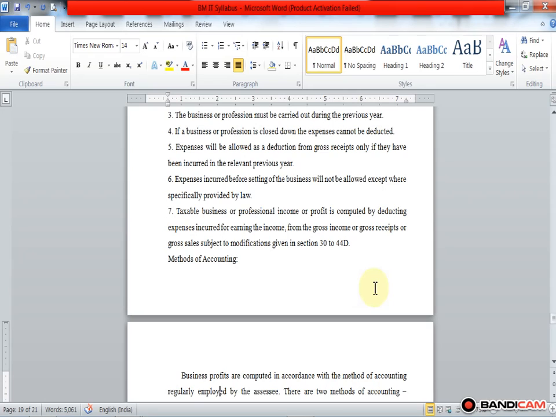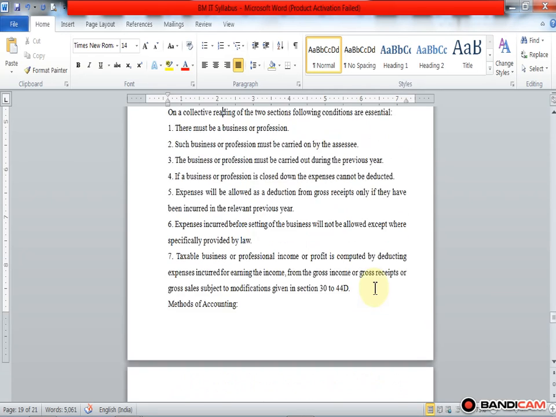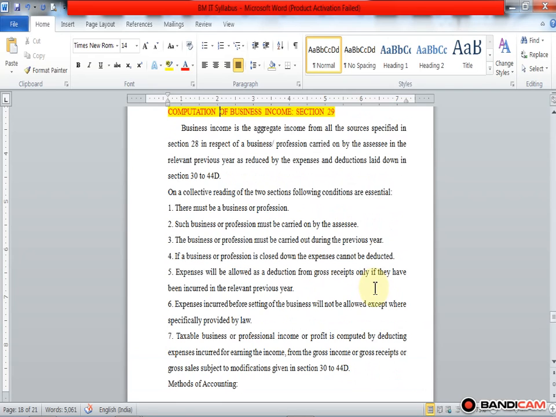Seventh, taxable business or professional income or profit is computed by deducting expenses incurred for earning the income from the gross income or gross receipt or gross sales, subject to modification given in sections 30 to 44D. So the allowable expenses are deducted from gross receipt, gross income or gross sales, subject to modification given in sections 30 to 44D. So these are the essential conditions while computing the income of business.